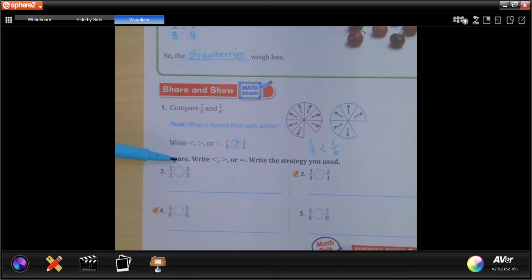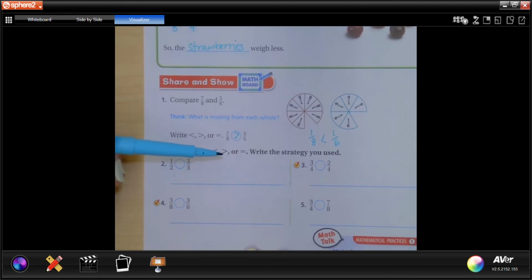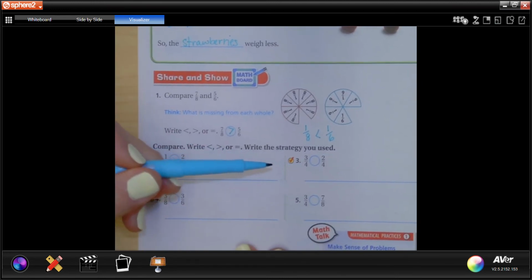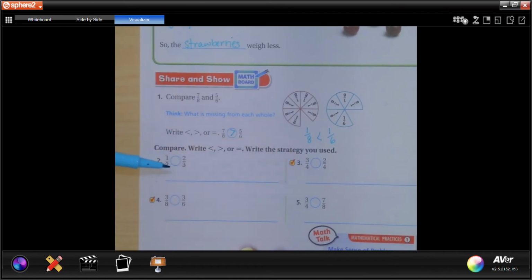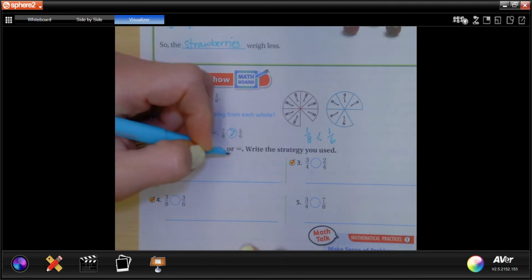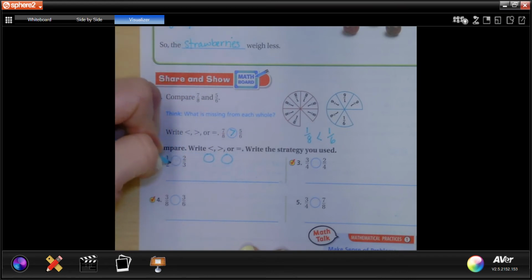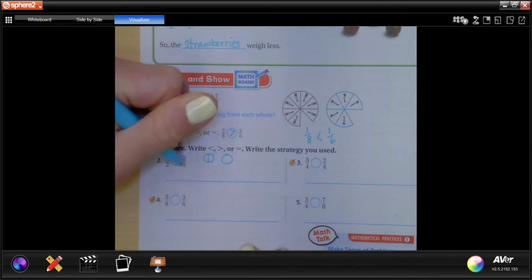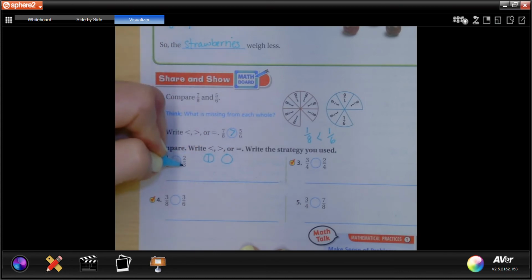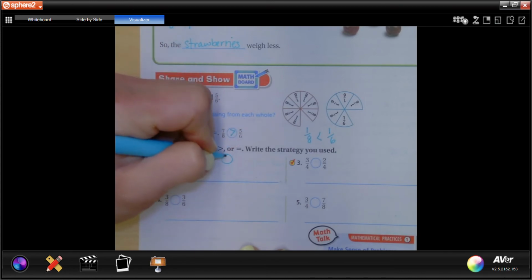We are going to compare and write less than, greater than, or equal to, and the strategy that we use to figure it out. Okay, so 1/2. Do they have the same numerator? No. Do they have the same denominator? No. So we're going to find the missing pieces. So if we have two circles, this one is cut into 2/2 because there are 2 wholes. This one has 3 units per whole, so 1, those are not equal pieces, Mrs. Douglas. Let's try that one more time.